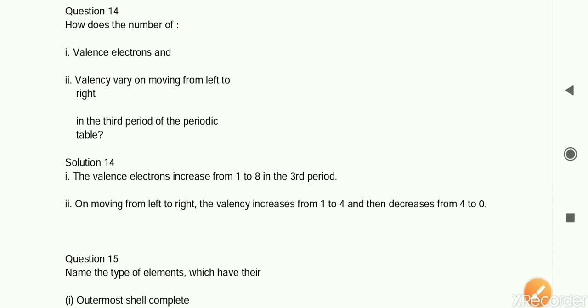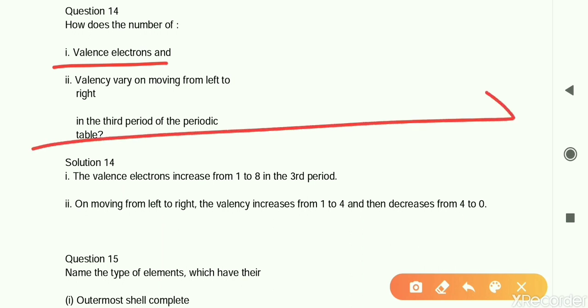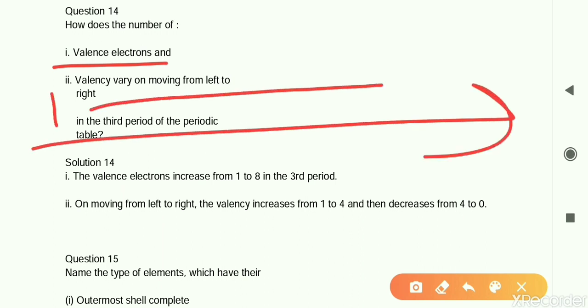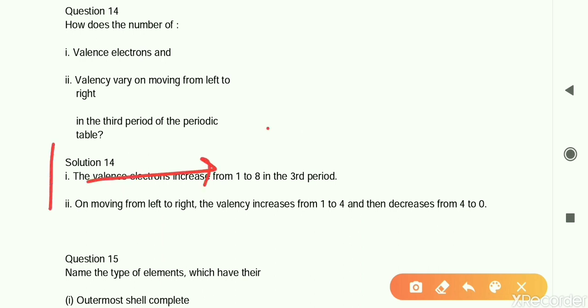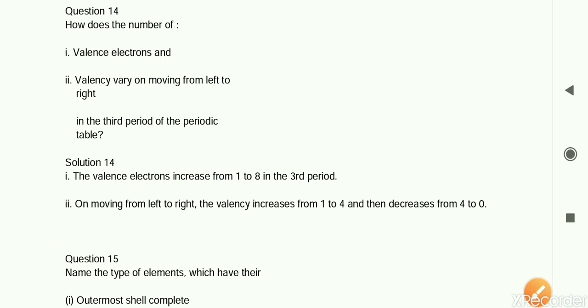Question 14. How does the number of valence electrons and second part valency vary from moving left to right in a periodic table? Which period? Third period. In the third period, that is the typical elements only. So they are asking number of valence electrons. If you move in a particular period left to right, the valence electrons are increasing from 1 to 8. The second part, valency. What is the case of valency? Just today only we have discussed this thing, that valency, what is happening? First it is increasing from 1 to 4 and then it is decreasing to 0. As you move from left to right across a period, valency increases from 1 to 4 and then decreases to 0. That same is written here in the answer.